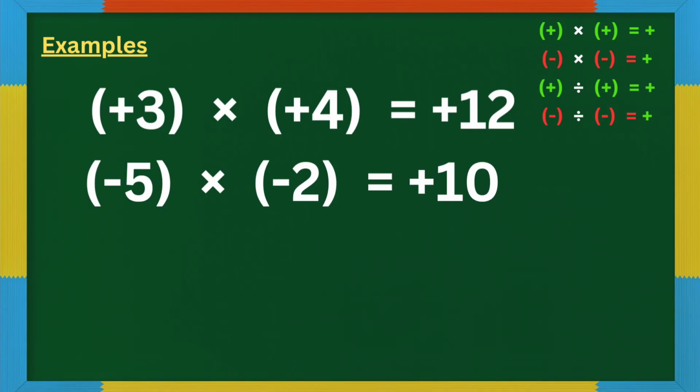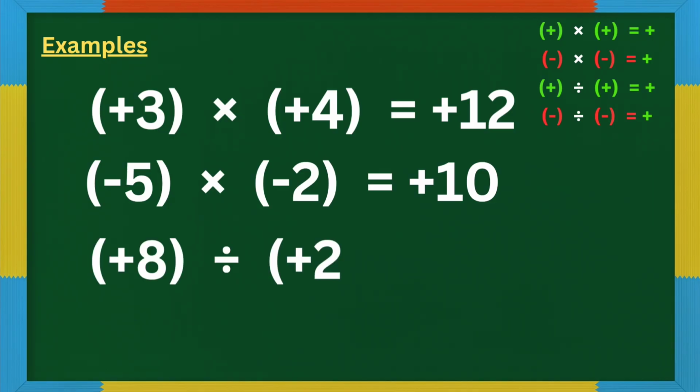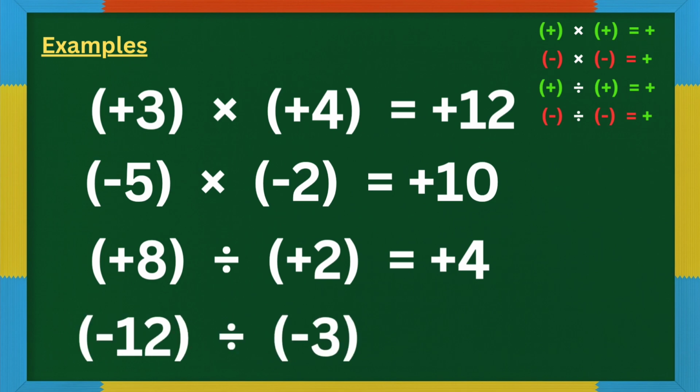The third one is plus 8 divided by plus 2. That means plus divided by plus is equal to plus. 8 divided by 2 is equal to 4. So the answer is plus 4. The last one is minus 12 divided by minus 3. That means minus divided by minus is equal to plus. 12 divided by 3 is equal to 4. So the answer is plus 4.